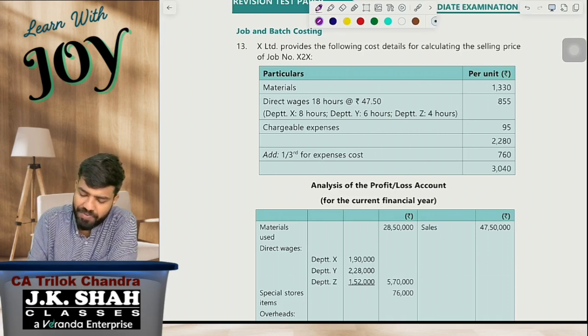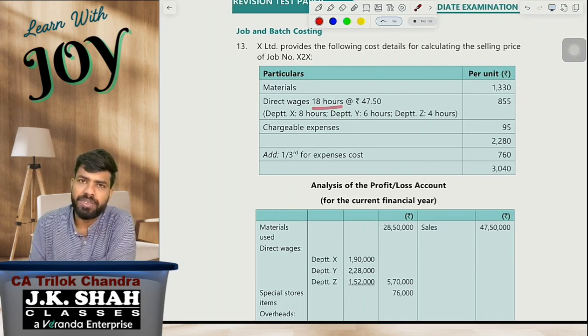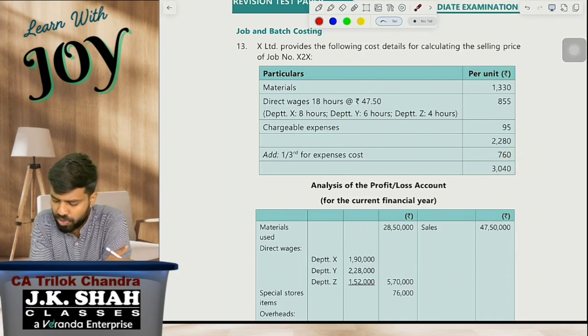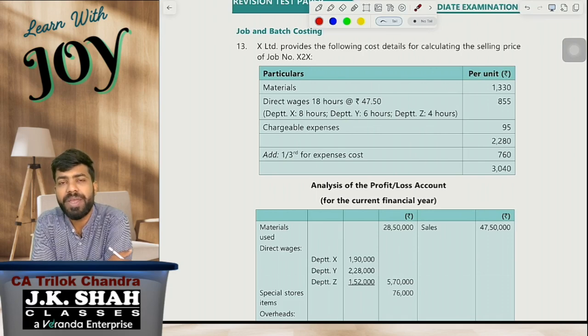X Limited provides the following cost details for calculating the selling price of job number X to X. So, how do they calculate the selling price? They taken the material 1,330, direct wages 855. When it comes to direct wages, totally 18 hours. Such 18 hours taken from department X, department Y, department Z. If you make a total 8 plus 6 plus 4, you'll get 18. Each hour is paid at the rate of 47.50, so you'll get 855. Next, chargeable expenses 95 and one third of expenses cost 760. Total cost comes to 3,040. This is how they arrived at the cost of the job X to X.